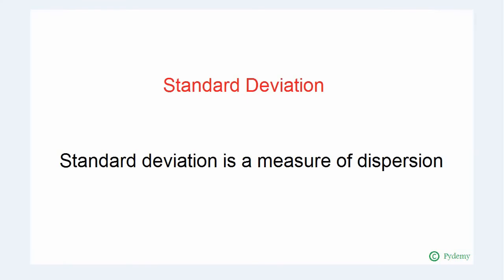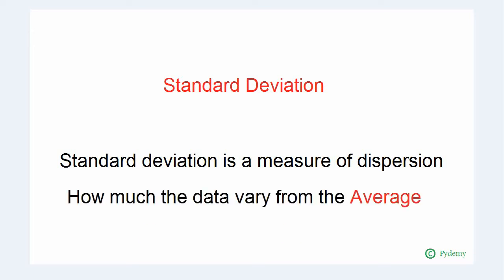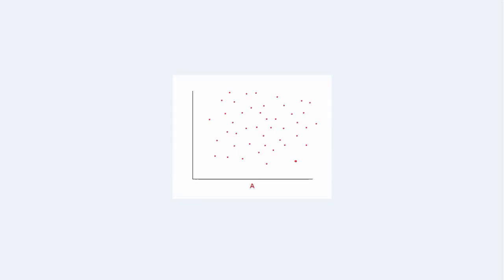Standard deviation is basically a measure of dispersion of your data. How much does the data vary from the average or mean? Actually, it is a measure of spread. High standard deviation means data is spread over a wider range of values. Low standard deviation means data is closely clustered around the mean.